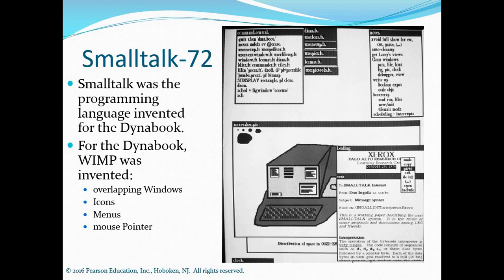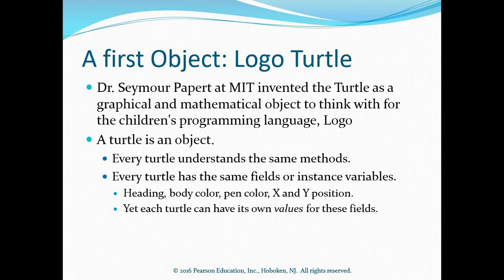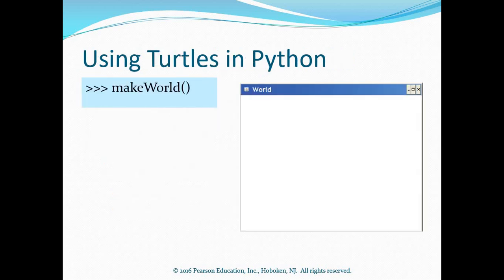Very few individuals around can program using Smalltalk 72. Can you find anyone who can? Computers were much harder to use back in the day. Objects are real-world things, such as, in this example, a turtle. We can bring turtles into our world using Python.